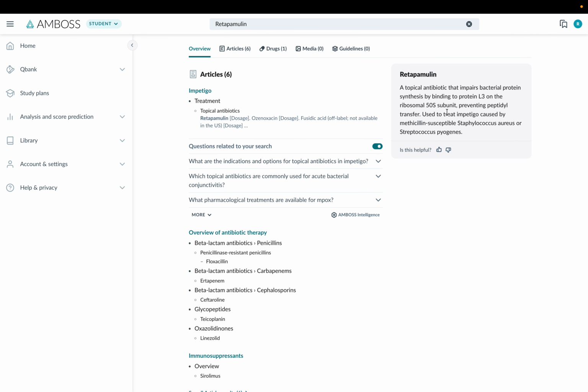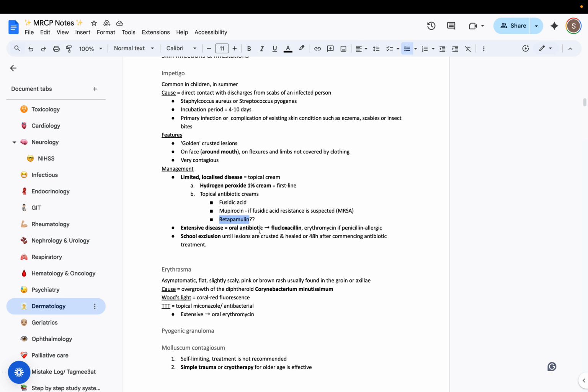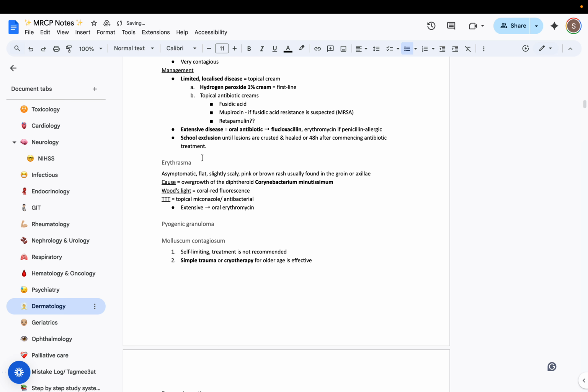Topical antibiotics. If it's extensive, we give oral antibiotic, and then we exclude the patient from school until all lesions are crusted. Now, erythrasma is basically an asymptomatic flat, scaly rash found in the groin or axilla. It's caused by overgrowth of the diphtheroid Corynebacterium minutissimum.